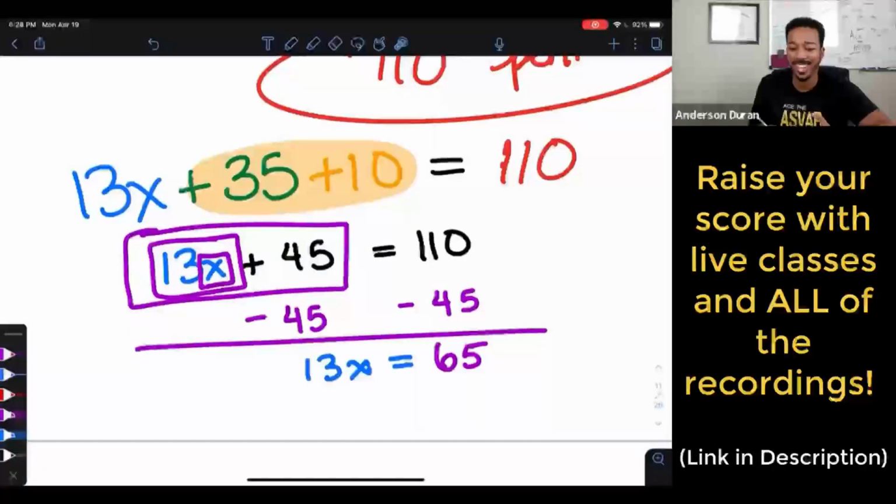Not what we're going to do, guys. What is happening right now between the 13 and the x? Yeah, multiplication is that. I love how you're getting ahead of the game right now. I see y'all. Y'all are like, I want to solve it. I want to solve it. I see y'all. I love it.